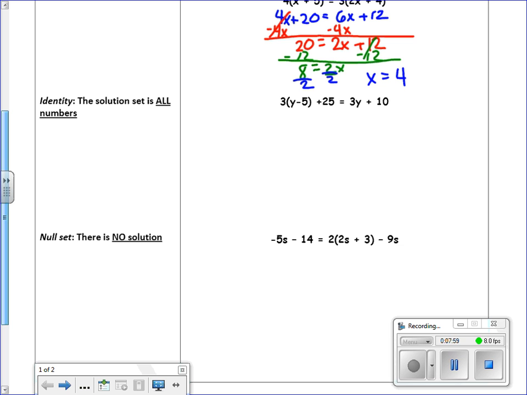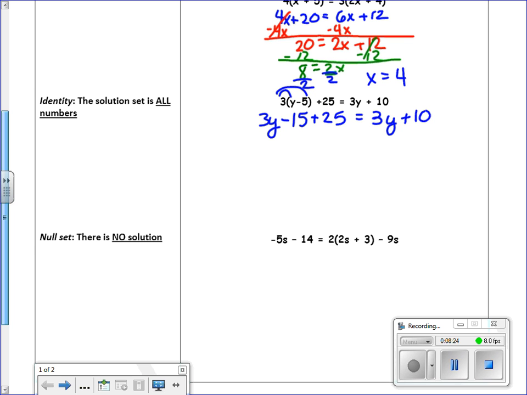So first thing I want to do is, of course, follow step 1, which is distribute if necessary, and obviously I do have to distribute. So 3 times y is 3y, minus 3 times 5, or 3 times -5 is -15, plus 25 equals 3y plus 10.